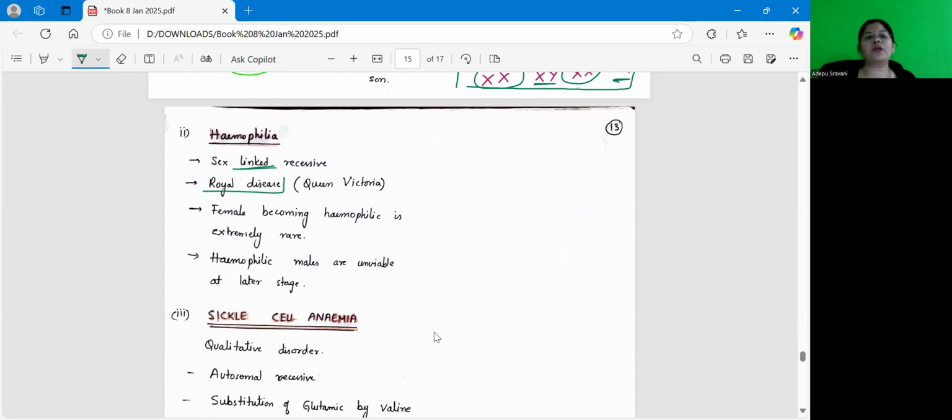It is also called royal disease, not because of the royalness of the disease, okay, but because it was first observed in Queen Victoria's family, and since their family is a royal family, this disorder is called royal disease, okay. And here, a female becoming hemophilic is extremely rare because males are more prone to the disorder compared to females.